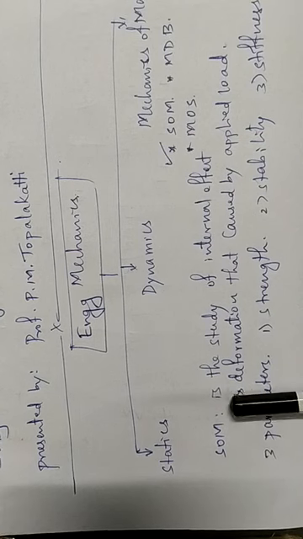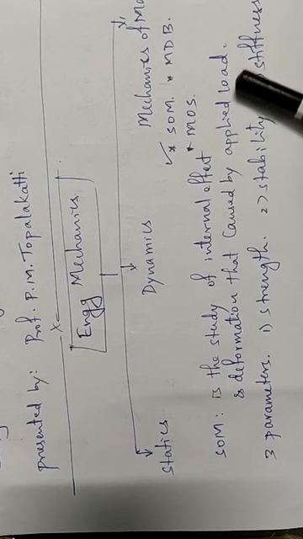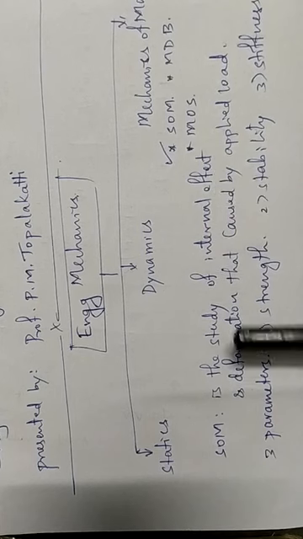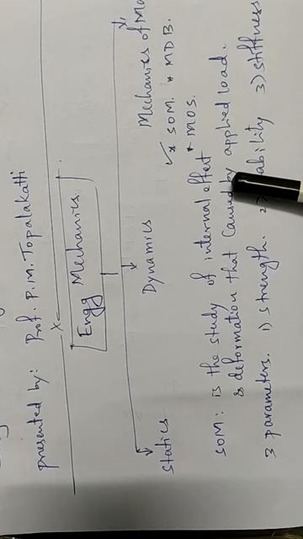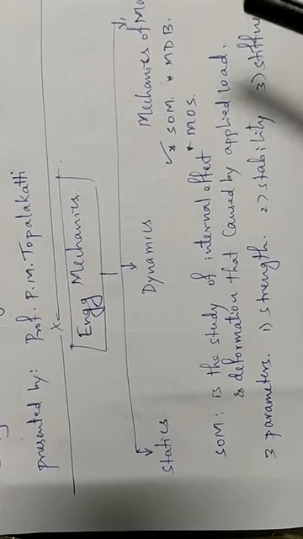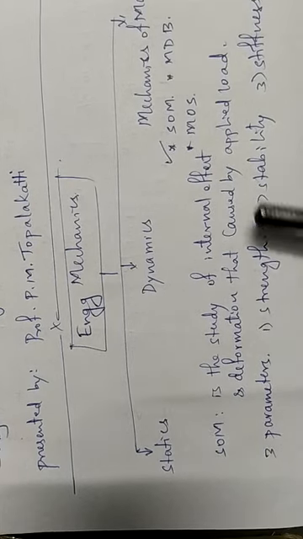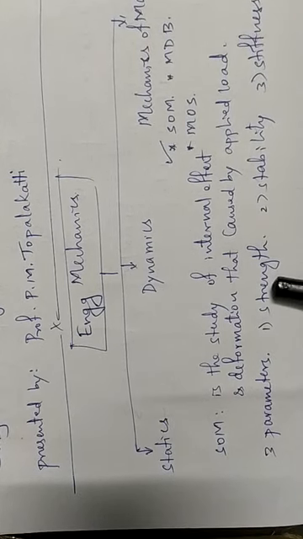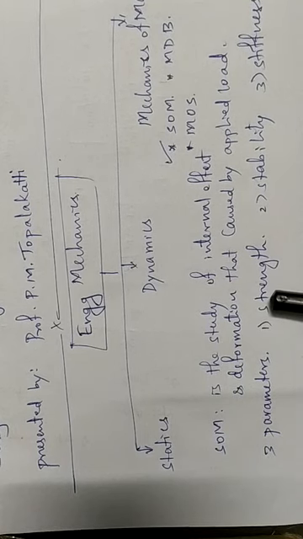The strength of material is the study of internal effect and deformation that is caused by applied load. The strength of materials depends on three main parameters: strength, stability, and stiffness. Strength is nothing but the material which consists of some stresses.